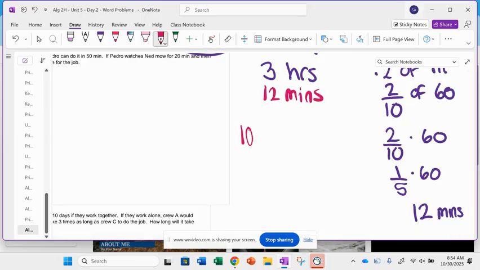So now we're going to have 10 a.m. plus 3 hours and 12 minutes. What time does that bring us to? 1:12 p.m.